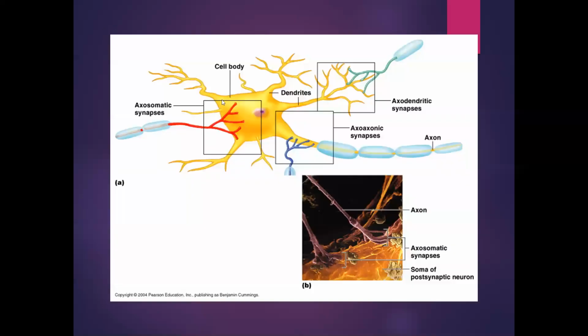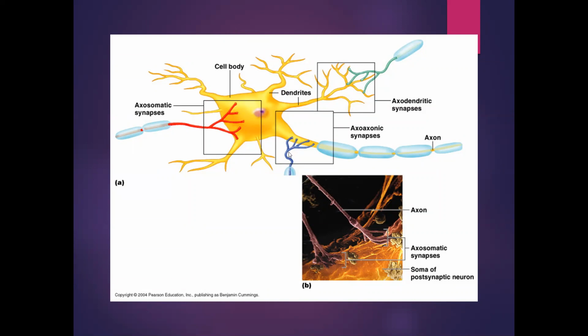All right, here are the 3 places where a synapse can happen. This is the usual one right here, the axodendritic synapse, when the axon of one neuron synapses with the dendrites of another. Or you can have the axon synapse right here with the cell body, because there are going to be chemically gated sodium channels here.